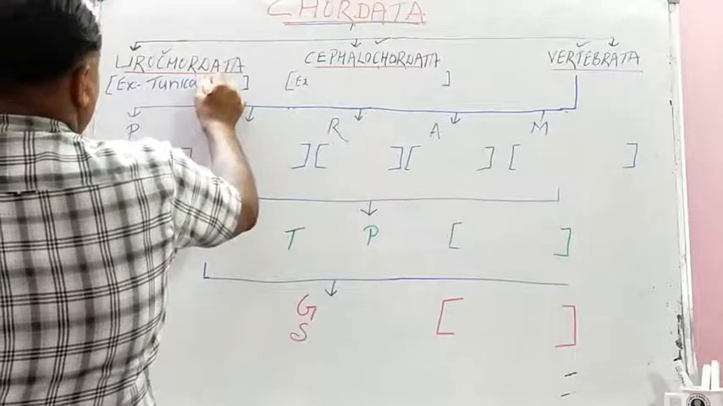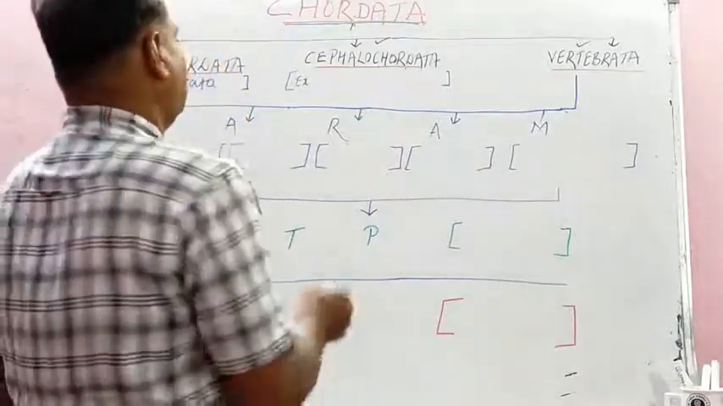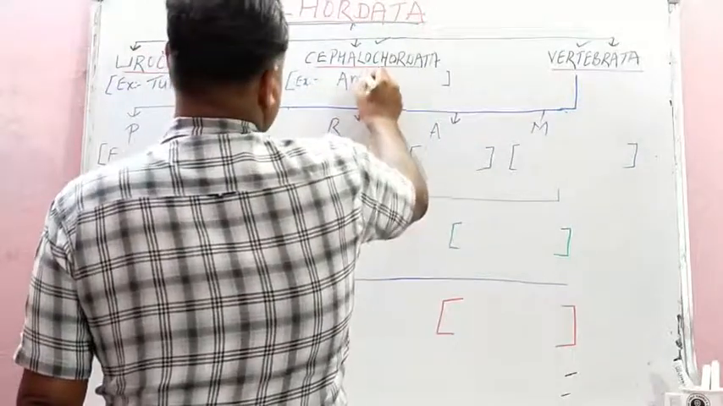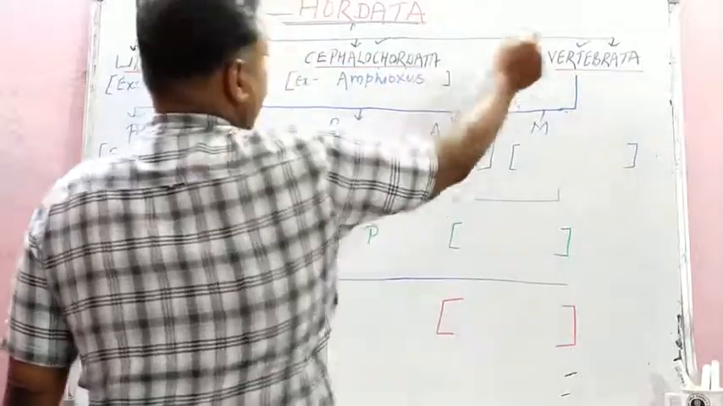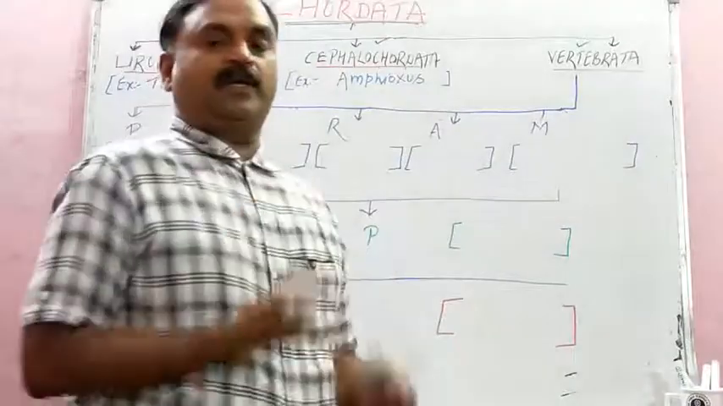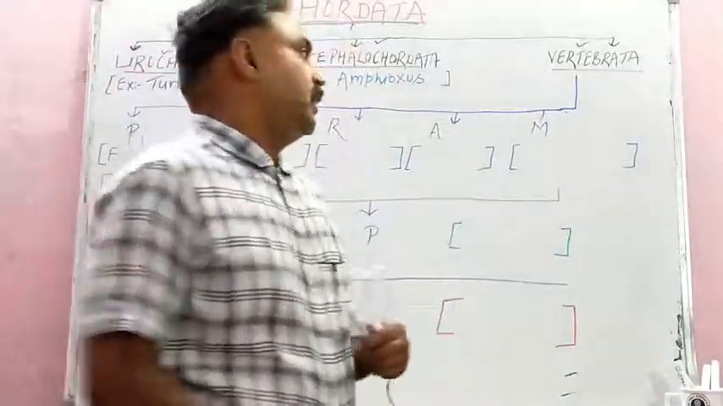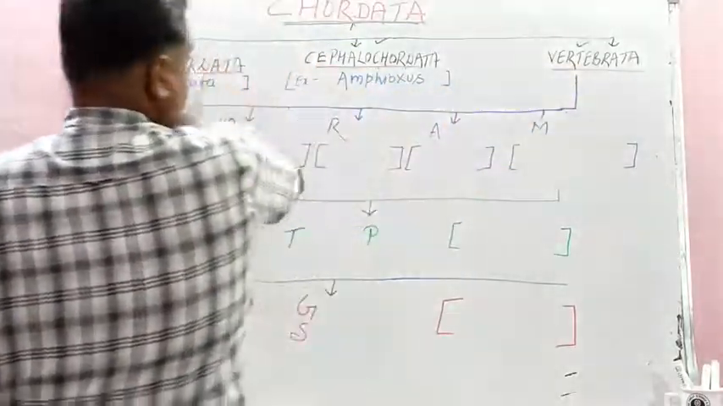The best example of Urochordata is Tunicata. Tunicata is given along with the features in your text notes, you will find. Then Cephalochordata, student, the best example is Amphioxus. And now Vertebrata in detail. Student, we are vertebrates. The main feature, notochord, vertebral column. And in vertebrates there are 5 classes.